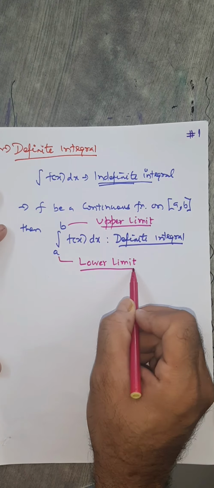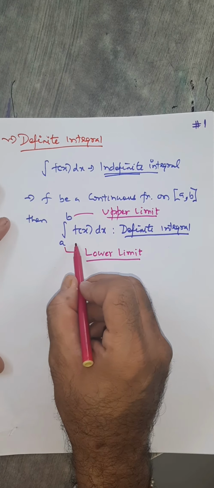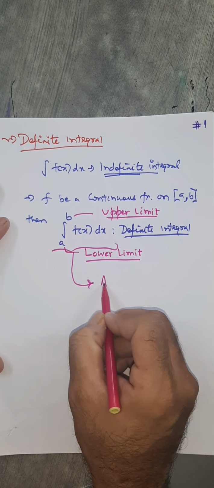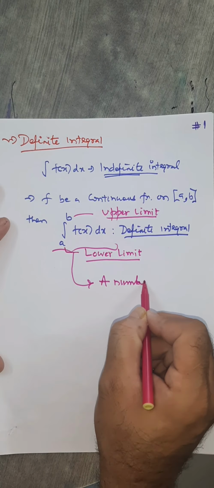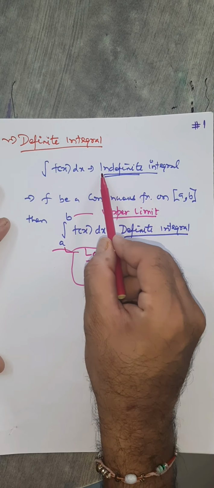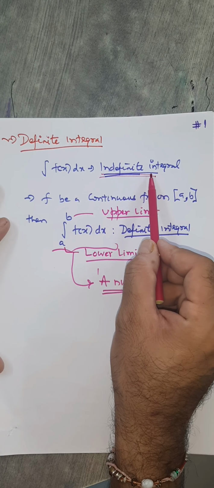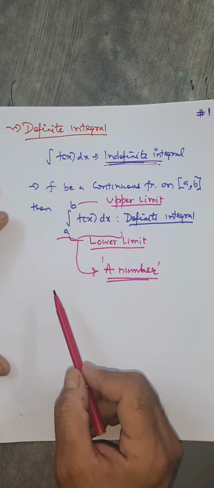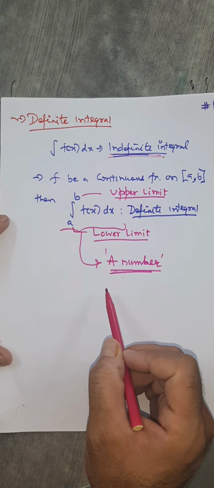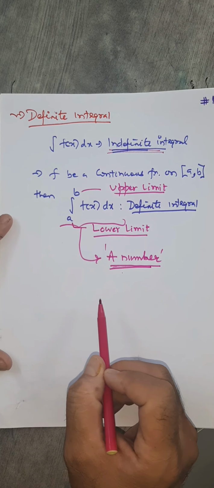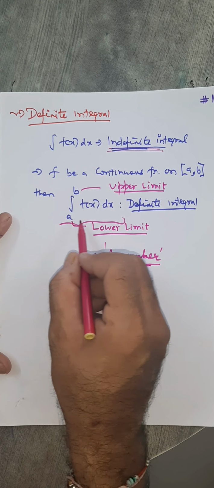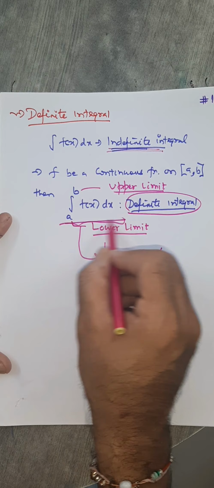You will see that the value of a definite integral is always a number, remember. In indefinite integral, the value was always a function. The answer was in x or t or theta. Here, the value of definite integral is always a number. It may be positive or negative. It depends upon the function which we have chosen.